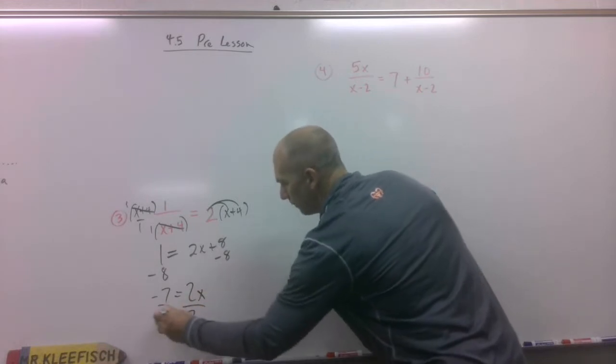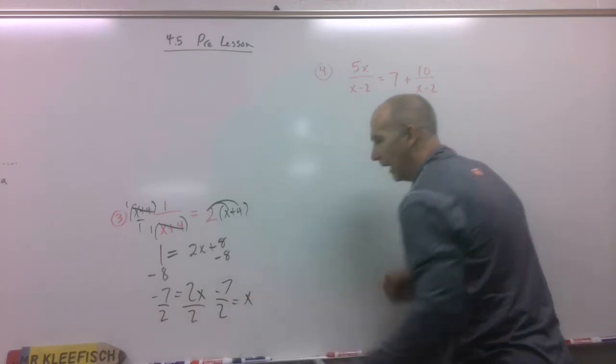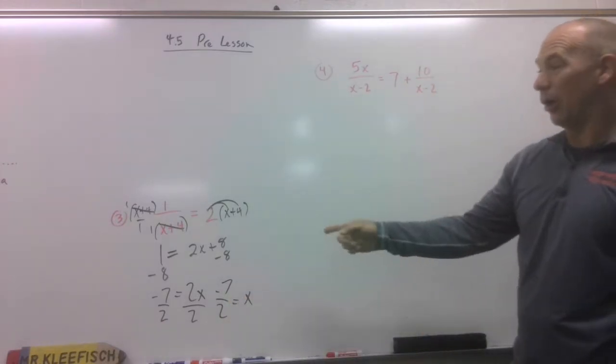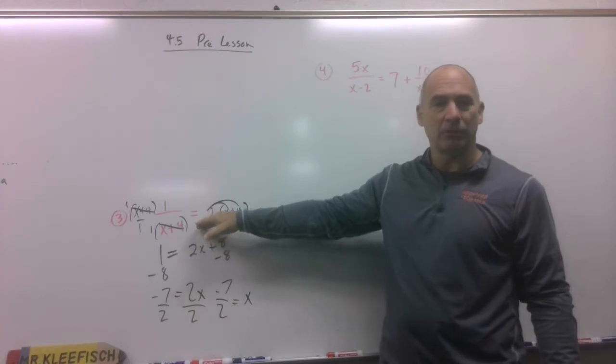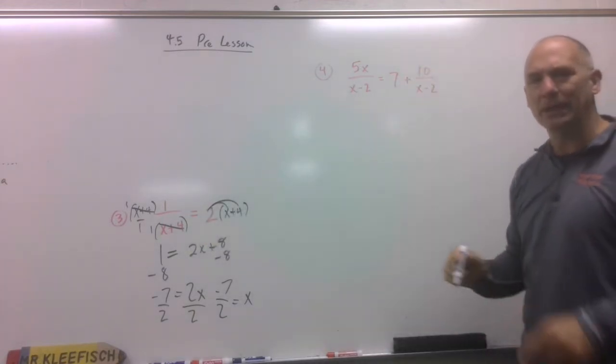Divide by 2, divide by 2. I get negative 7 halves equals x. And there you go. This is on the easy end of the spectrum. This one right here, a little more difficult. It's got more stuff, but don't panic.